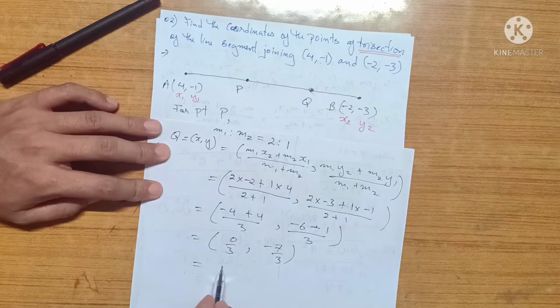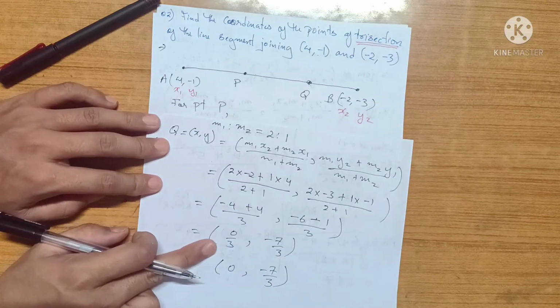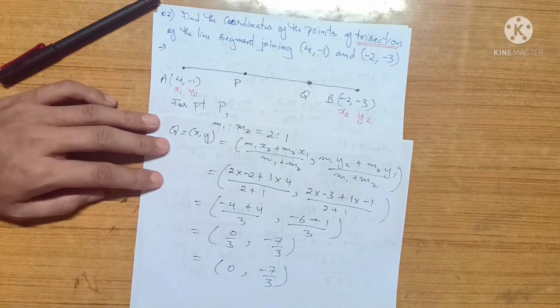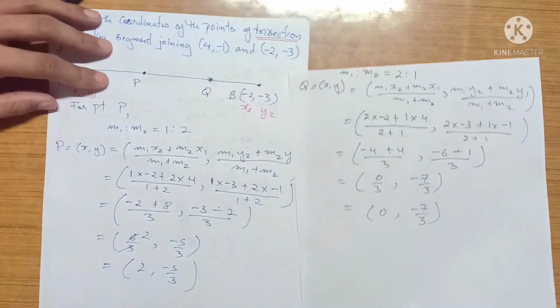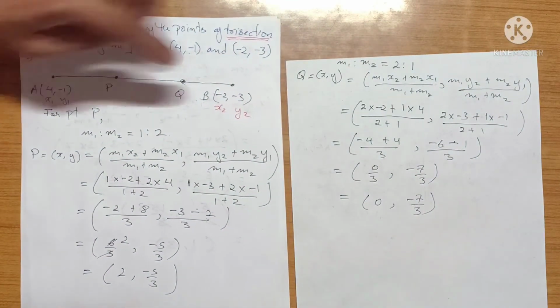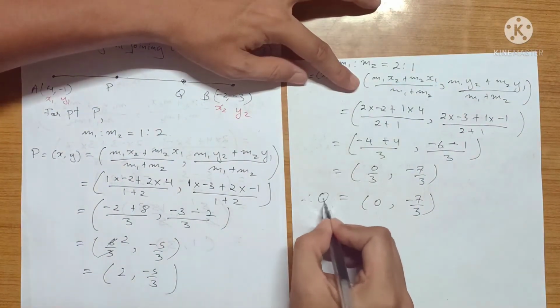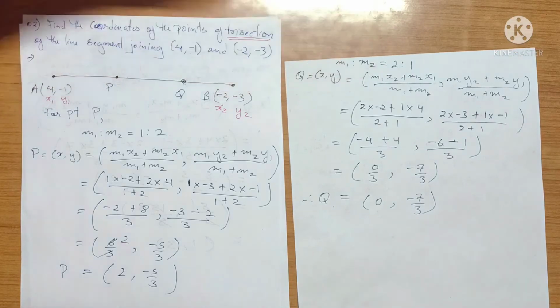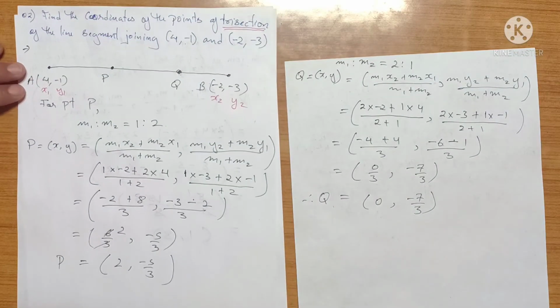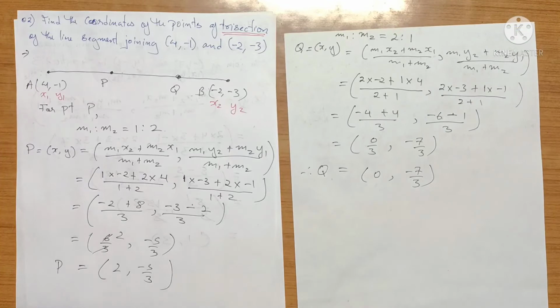But 0 by 3 is what? 0 divided by anything is 0. But remember, 0 divided by anything is 0, but something divided by 0 is invalid or undefined, okay? Anyway, those are the 2 points. Therefore Q is equal to this and P is equal to this. So we got the required points. So that's it.